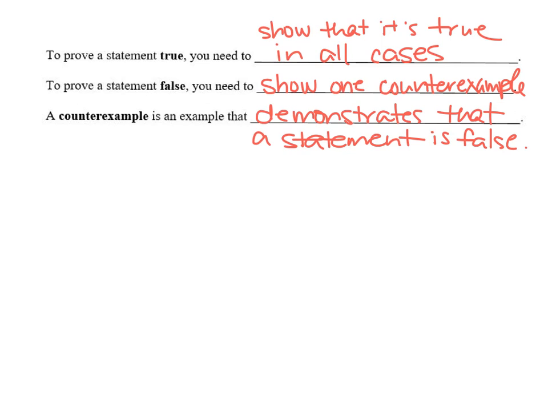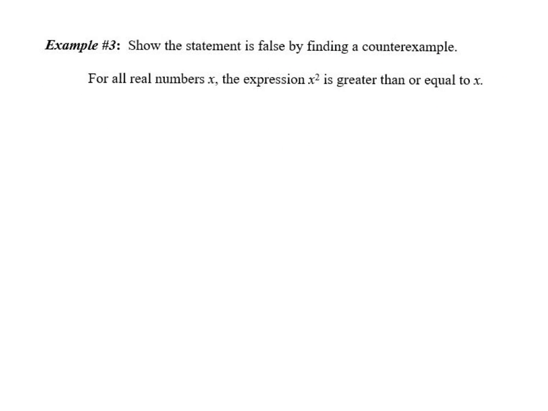So in order for a statement to be true, it has to be true in every single case. If there's one case where a statement is not true, then we say the statement is false. In example 3, we need to show that the statement is false by finding a counterexample. And the statement reads, for all real numbers x, the expression x squared is greater than or equal to x. Now there's plenty of cases for which this statement is true, but it's not true for all cases. And so our goal here is to find one of those examples, one of those values of x that shows that the statement is false.